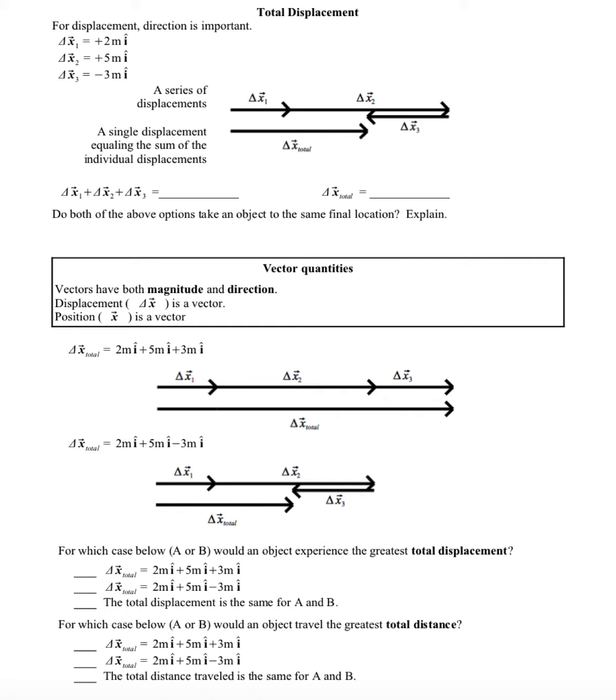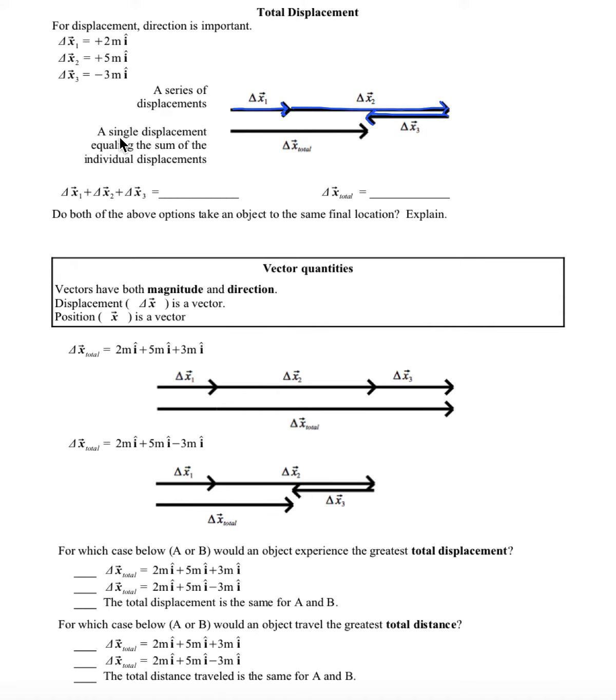So when it comes to vectors, magnitude and direction are both important. Take displacement, for example. Direction is important. Here are three successive displacements. We go to the right 2 meters, positive 2. Then we go to the right 5 meters. And then we go to the left 3 meters because it's negative.